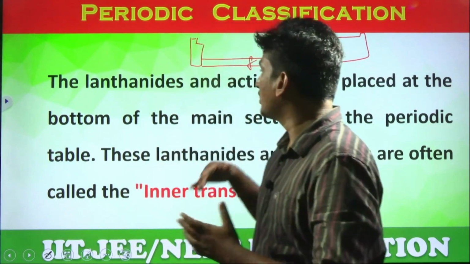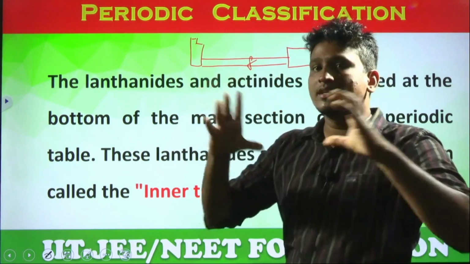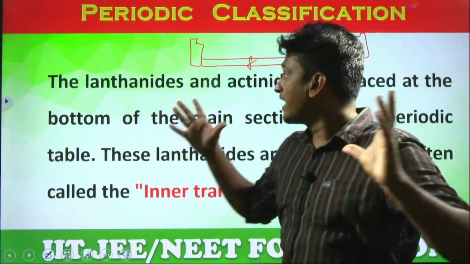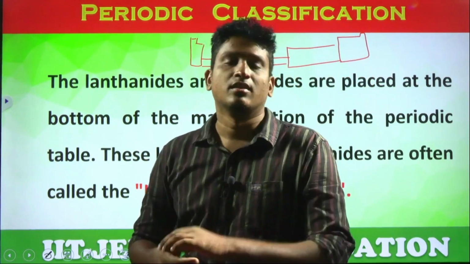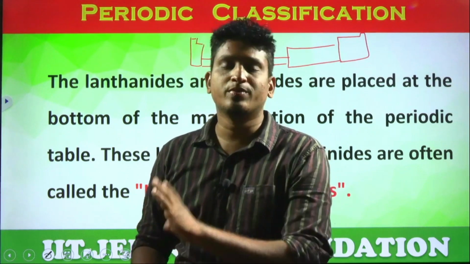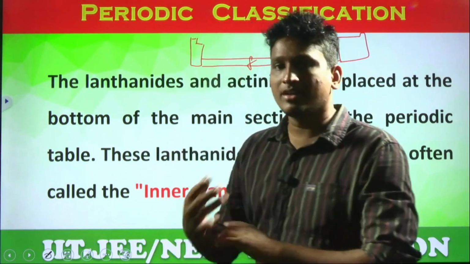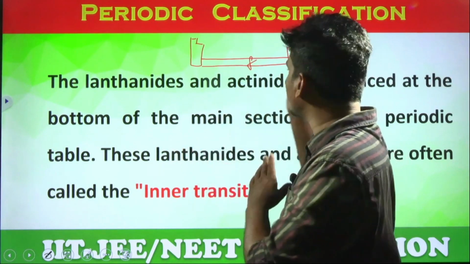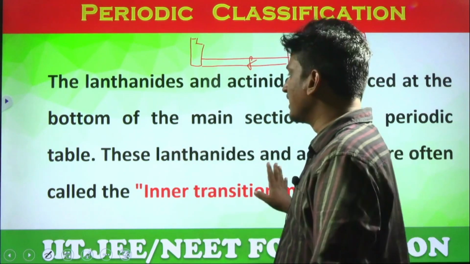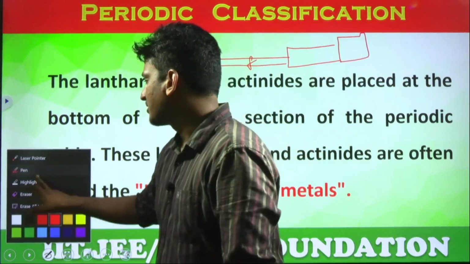So if you want to include them in the whole periodic table, look at how elongated it becomes. Yes or no? New groups will be added, and the whole periodic table looks completely changed, the group numbers, everything. To avoid all these disturbances, they are simply placed at the bottom of the periodic table. If you want to include them, they are inner to the transition elements, so they are called inner transition elements.